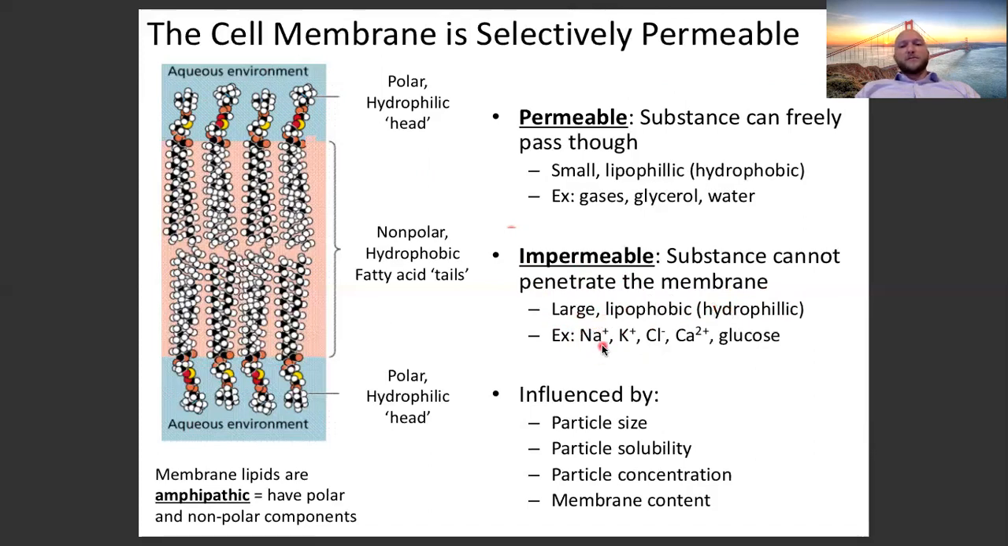Sodium ions are charged. They are not likely to move through the membrane. Same with potassium, chlorine, and calcium. Glucose is pretty large and it's polar. It's very unlikely to move through the membrane. Substances that are permeable, that can move through it, tend to be small and lipophilic. So gases, O2, CO2, glycerol, and water actually can. It's polar, but it's tiny enough that it can move through.